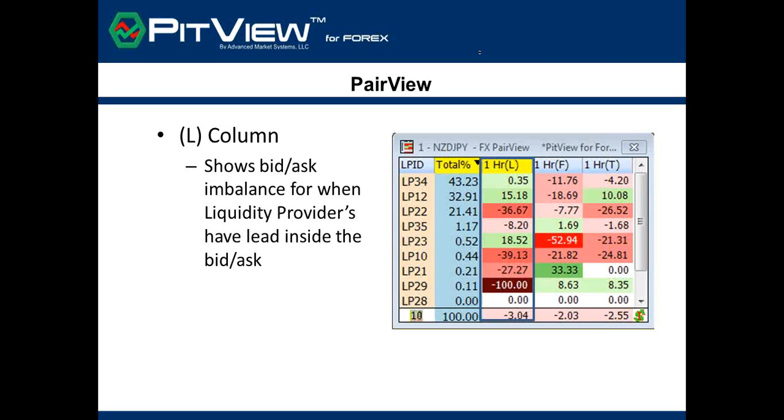1 hour L is for leading activity at the bid and ask price. So it's showing you the buy and sell imbalance for when liquidity providers have led inside the bid and ask. For those of you who haven't attended the Understanding the Bid and Ask basic course, which you can find on our website, by the way, under our university, the bid-ask imbalance, if you will, for leading is based on the imbalance of how many times a liquidity provider has led inside the bid.